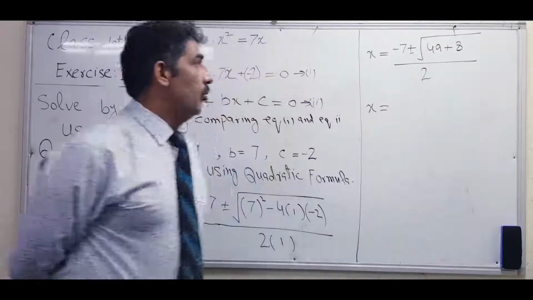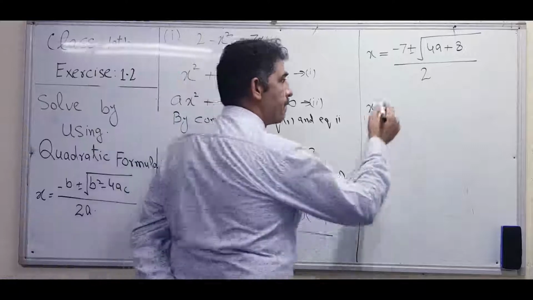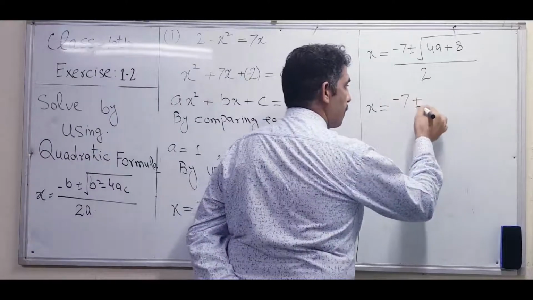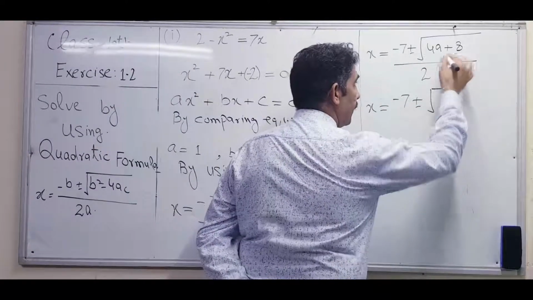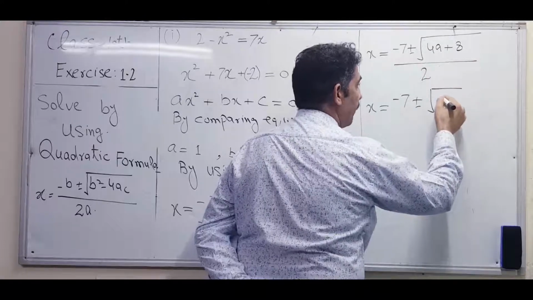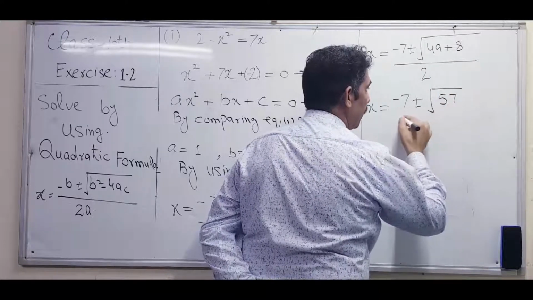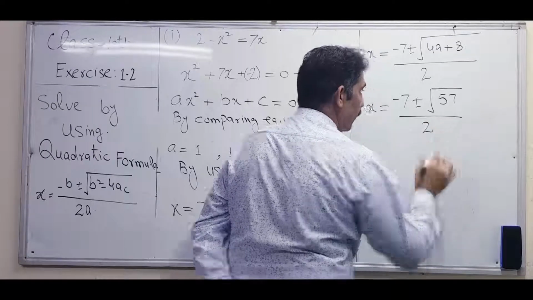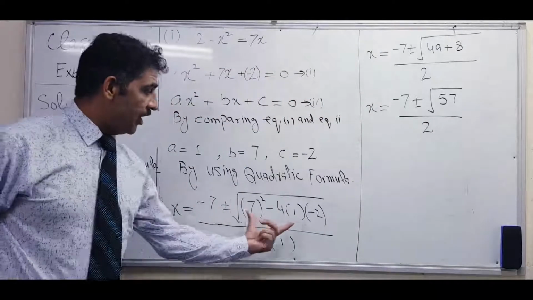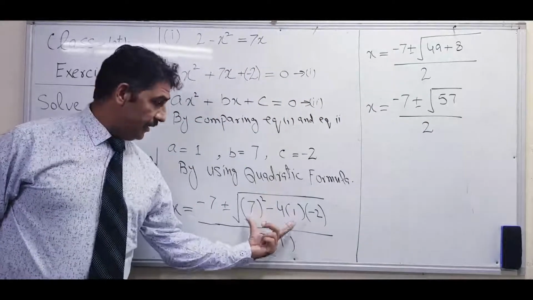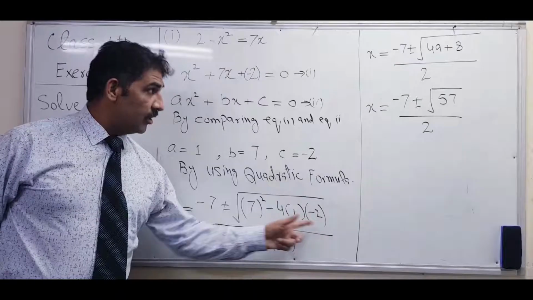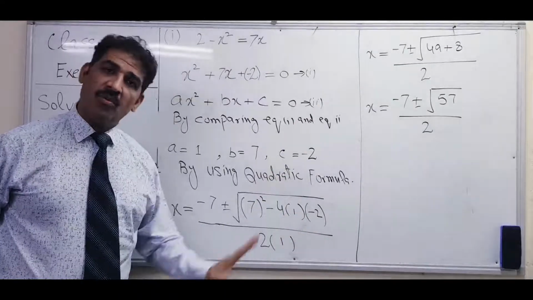So x is equal to minus 7 plus minus root of 49 plus 8, 57, over 2. When you use the calculator, you can write all those components in a single go. Then you will get the answer, root 57, and that will also be correct.